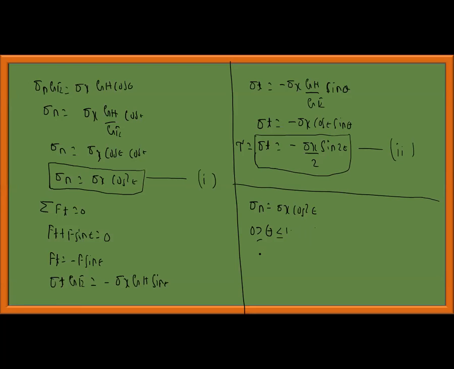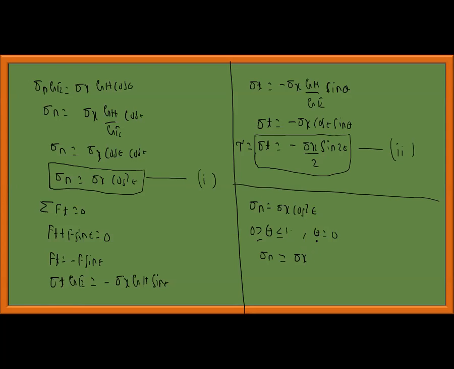Therefore, for sigma n to be maximum, our theta should be equal to 0. If theta is equal to 0, sigma n is equal to sigma x. This is the maximum value which you can get. Always you should remember that.